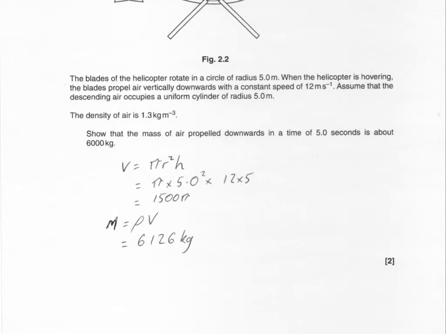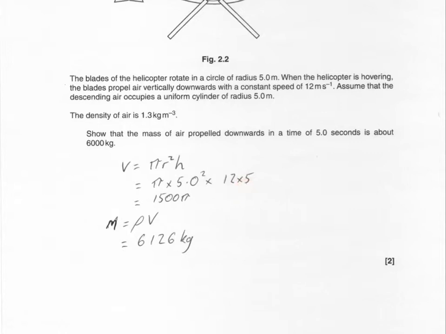Assume that the descending air occupies a uniform cylinder of radius 5 meters. It gives us a density. It asks us to show the mass of air propelled downwards in a time of 5 seconds. So if you imagine that cylinder of air being thrown down, the volume would be the cross-sectional area of the circle, pi r squared, which becomes pi times 5 squared, times the length of the cylinder that's thrown down in 5 seconds.